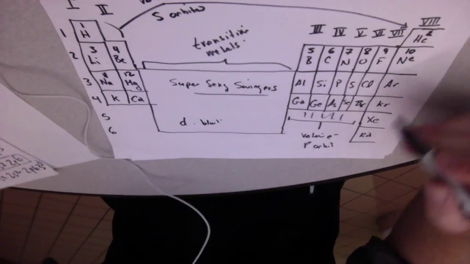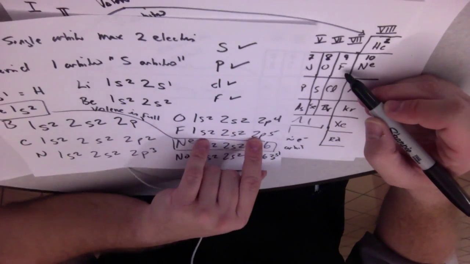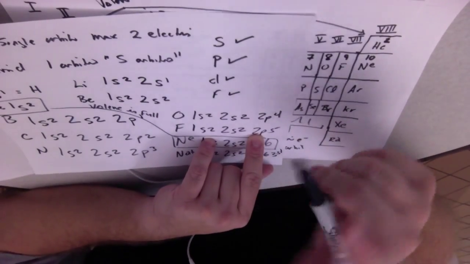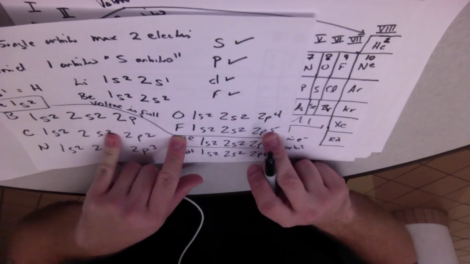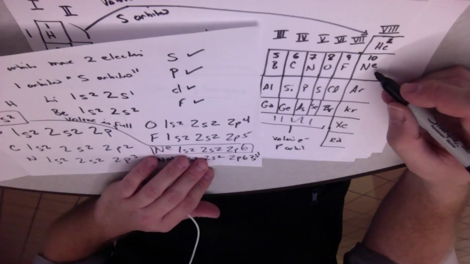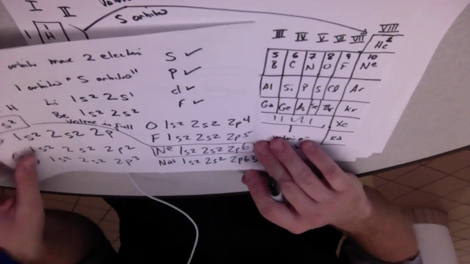So if you look at fluorine here, fluorine needs one electron. It just needs one electron, and its valence shell, its outer shell, which is the second shell, would be completely full of electrons. You add one more electron, and now I have neon, which is a full valence. And here's an interesting thing.